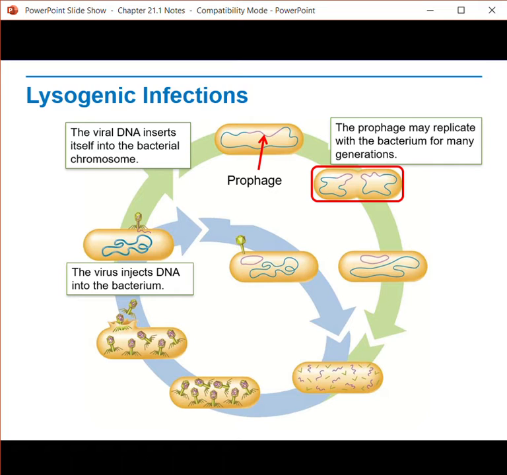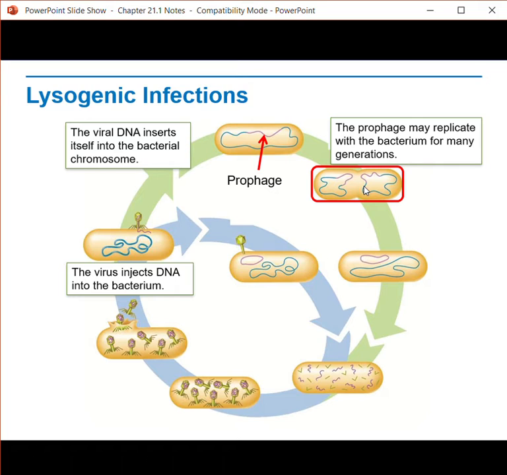We know that daughter cells come from parent cells. So, we know that those cells are also going to be infected. The prophage may replicate with the bacterium for many generations. So, this should remind you of mitosis. Remember MIT, make it two cells? So, we see right here, there's one parent cell, and now it's making 2 separate bacterium for quote-unquote future generations.